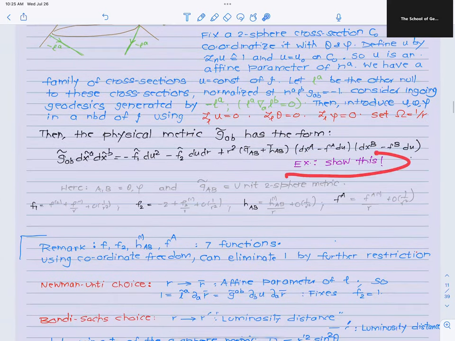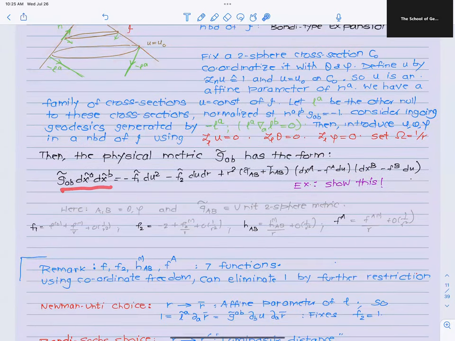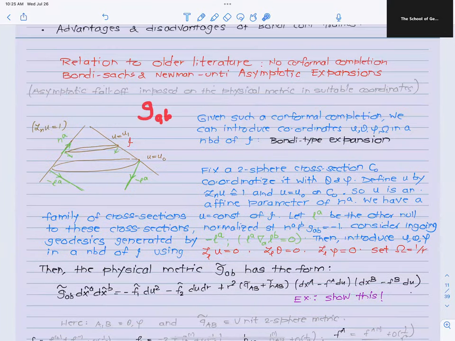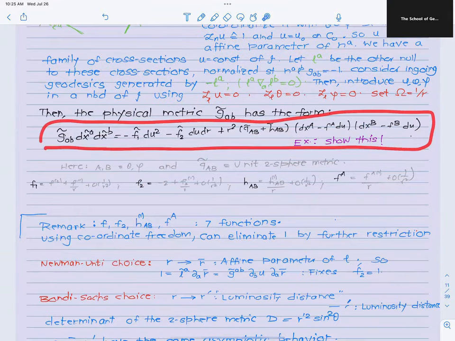Then, as an exercise, you can show that just because the conformally rescaled metric is well-defined on scribe, the physical metric, which is g tilde ab, equal to omega to the minus 2 times g ab, where g ab is the conformally rescaled metric, has a certain expansion: du squared, du dr, and then a two-sphere metric plus some correction terms. So if I introduce a chart like that, knowing that the metric g ab was a conformal completion of an asymptotically flat space-time, you can show that the physical space-time must have an expansion like that in that particular chart.